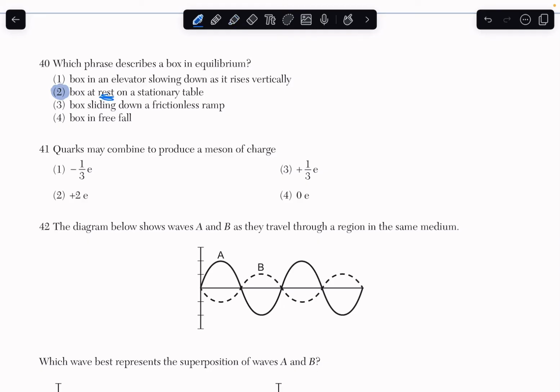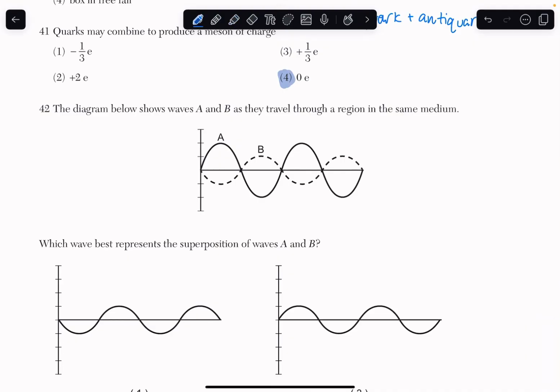41. Quarks may combine to produce a meson of charge... For this question, we have to look at the reference table with the matter chart. We can see that a meson is composed of a quark and an antiquark. So, those things just cancel out because an antiquark has the same value as a quark, just negated. Meaning that, for example, if the quark is 1, then the antiquark is -1. So it just cancels out and turns into 0. That means that quarks may produce a meson of charge 0e, because a quark and an antiquark always just cancel out.